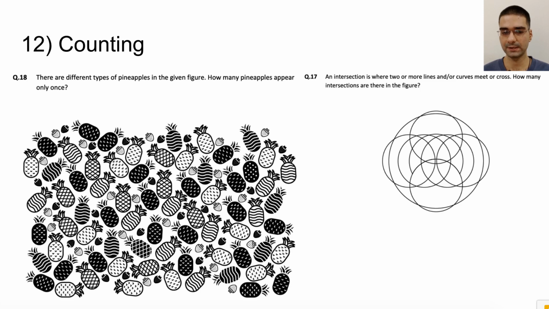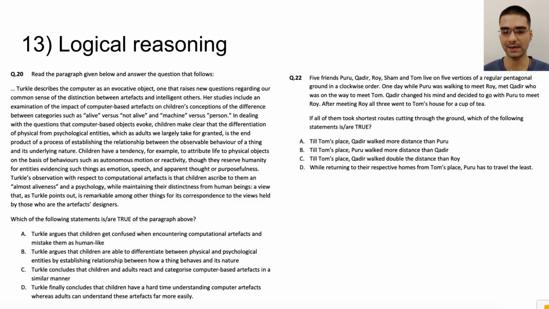The 12th one is counting. There are a lot of counting questions in the UCEED paper and you have to be conversant with that. There are a lot of tricks by which you can make the counting process easy. I will share that in another video.